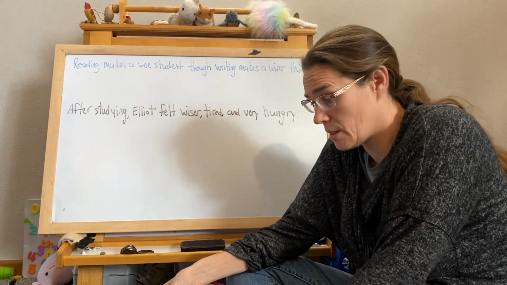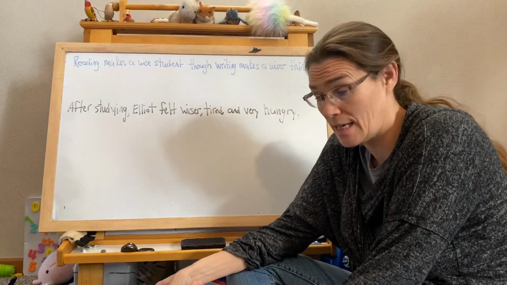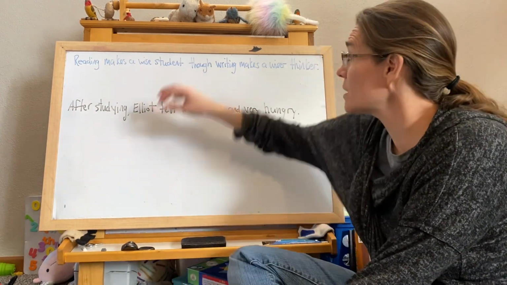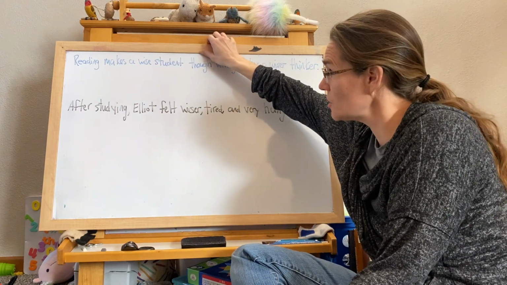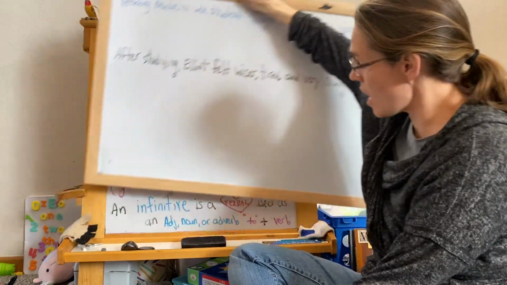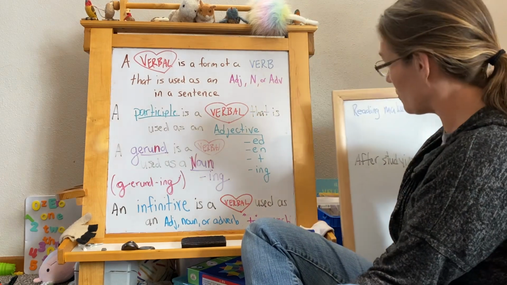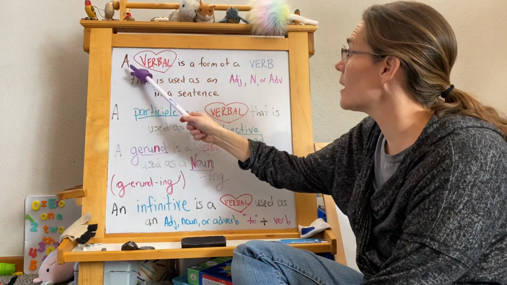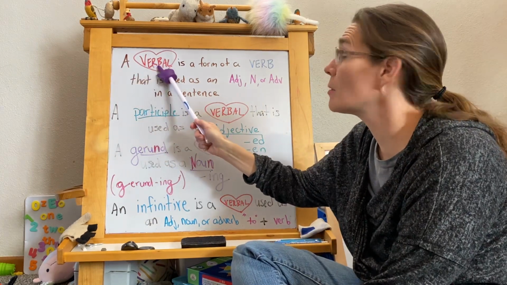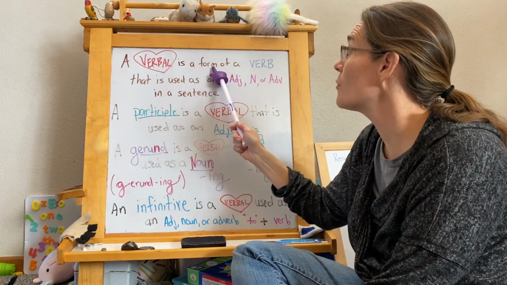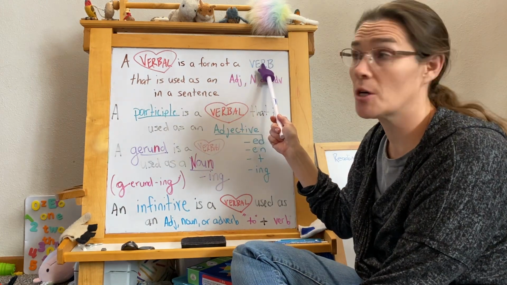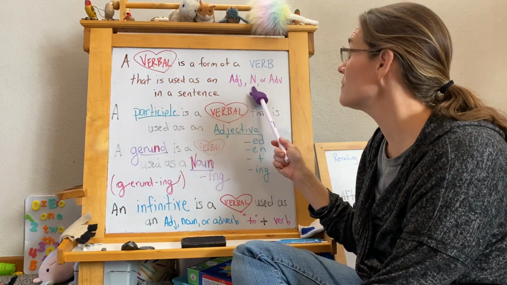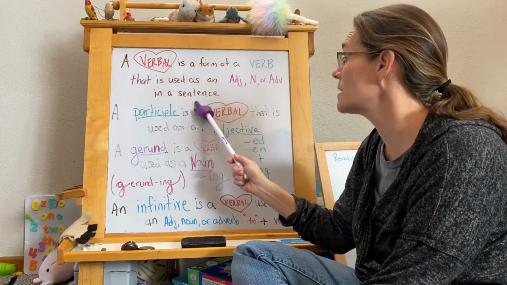All right, we are going to be on page 88. This is chapter 5. We're working on gerunds. And remember what a gerund is? Let's do a review. First of all, what is a verbal? Say it with me. A verbal is a form of a verb that is used as an adjective, noun, or adverb in a sentence.